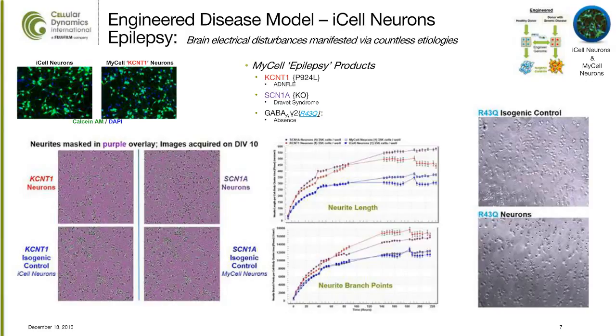But one of the things that we've been able to capture using an IncuCyte Zoom evaluation of neurite outgrowth is that the KCNT1 and SCN1A neurons both show increased neurite length and neurite branch points compared to their control conditions. This is suggestive of more dendritic outgrowth and more synaptic availability, which could be a measure of epilepsy.